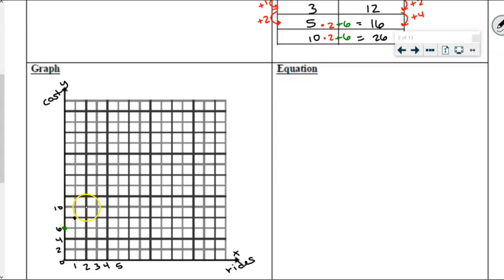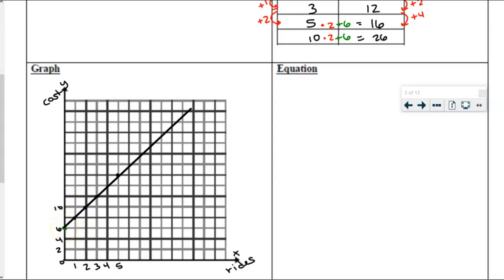2 rides, $10. 3 rides, $12. 5 rides is going to be $16, etc. Now, if you would like to, you can put a single point on every one of those. But the whole point of this is these are linear relationships. So if it's a linear relationship, that means we can make a nice straight line.